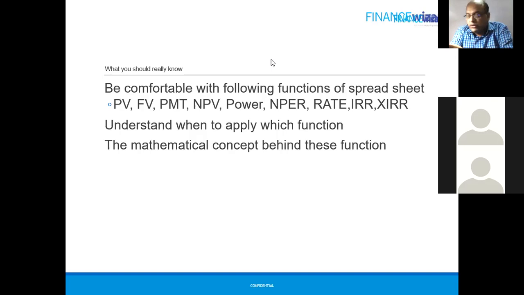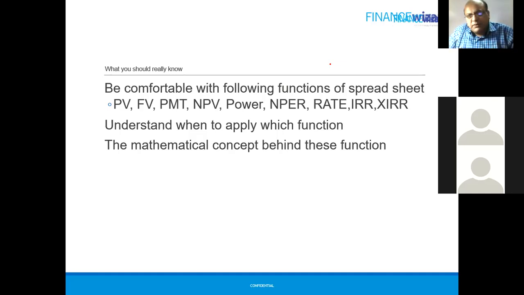So the first thing that we do is make you comfortable with these functions on a spreadsheet. Power is the exponent function, x to the power y. It's something like this. Just a second. Power is a to the power b. So we require 1 plus r to the power n, this kind of function. So we can use the power function. Then there are many shortcuts also.